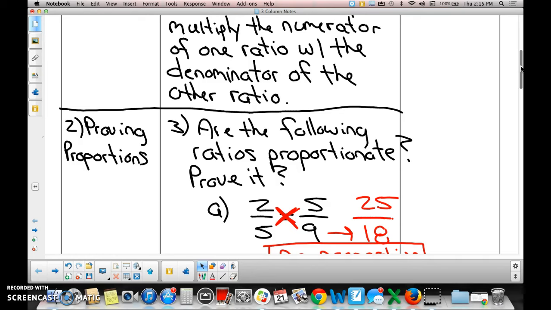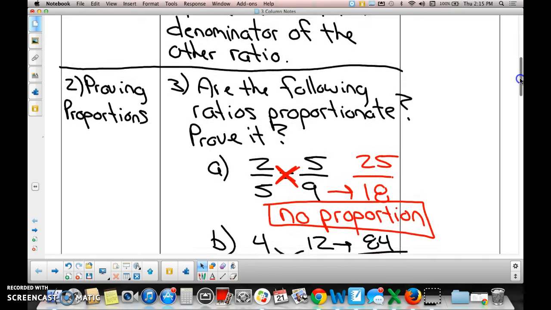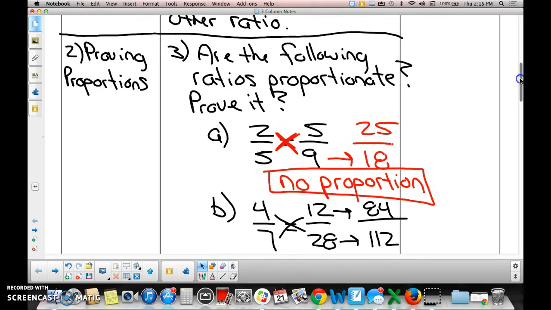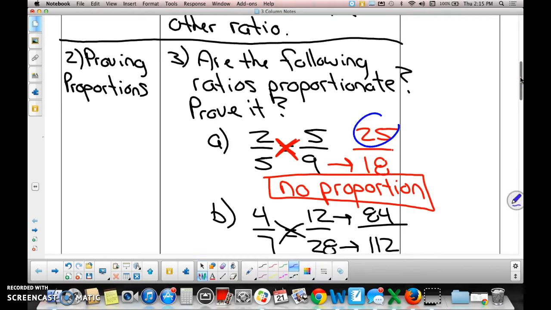If the cross products are equal, the two ratios are equal. If the cross products are not equal, the two ratios are not equal. Therefore, they are not proportionate, right? An example of that would be A, 2/5 and 5/9. Are they proportionate? No, their cross products are 25 and 18. 2 times 9 is 18, 5 times 5 is 25, not proportionate.